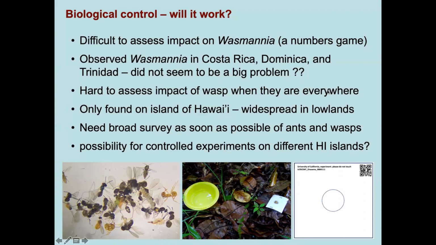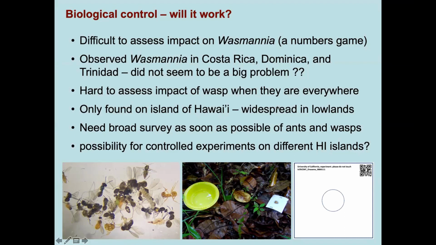It's hard to assess the impact of a wasp when they're everywhere. This is the problem I always faced in the Caribbean: if every island has both the wasp and the ant, how do you assess whether one is actually having an impact or not? You don't have anything that you can look at as a controlled experiment. Down in my last point here, there is that possibility in the Hawaiian Islands, because now we have the Big Island that has the wasp as well as the ant, and we do have some other islands where we do not have the ant. So if I get somebody interested, it's a good way that we might be able to assess the actual impact of this.